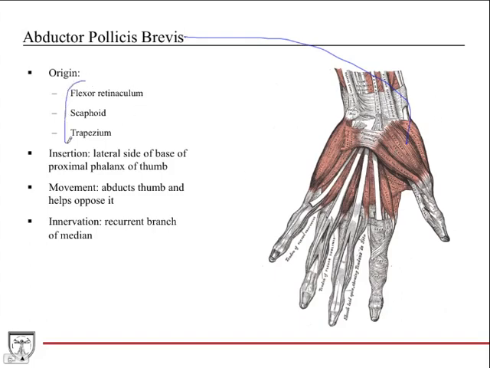Again, flexor retinaculum, scaphoid, trapezium is the origin. Its insertion is on the lateral side of the base of the proximal phalanx of the thumb. So you can see that here. Here would be the proximal phalanx. Movement, it abducts the thumb.